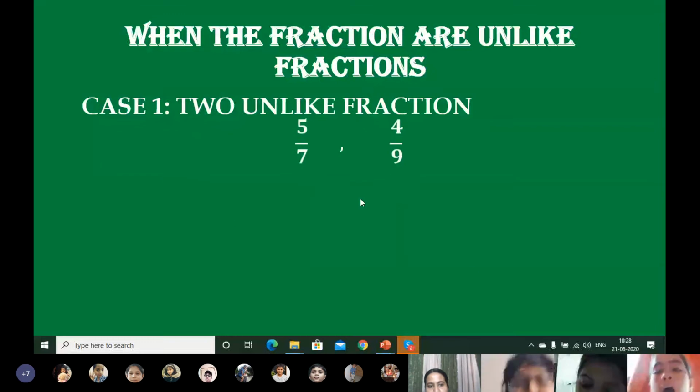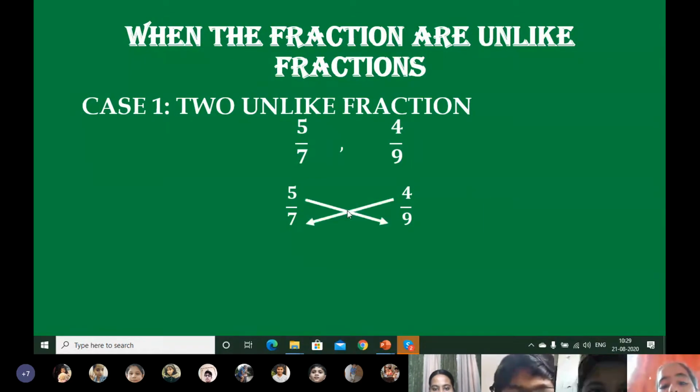When we are talking about two unlike fractions, what we do? I have taken an example, 5 by 7 and 4 by 9. We write 5 by 7 on the LHS side and 4 by 9 on the RHS side. Now you will cross multiply 5 with the 9 and 4 with the 7. So what we received? 5 9s are 45 and 7 4s are 28.